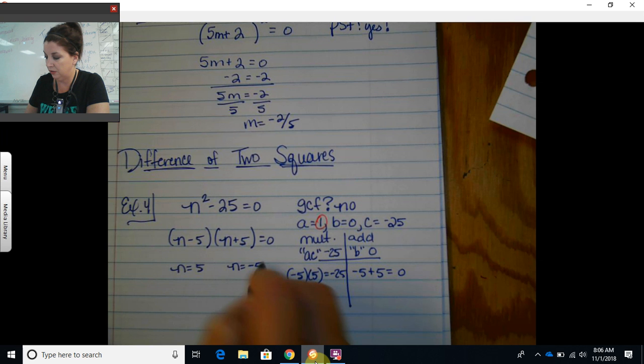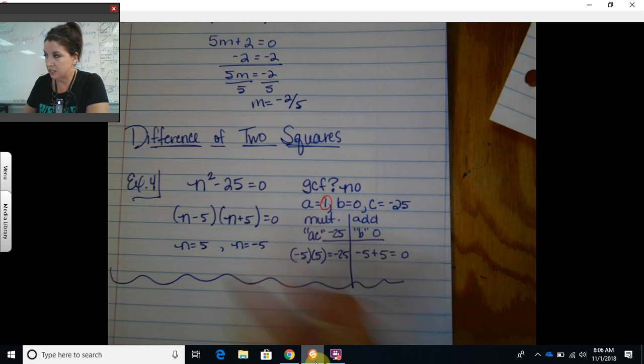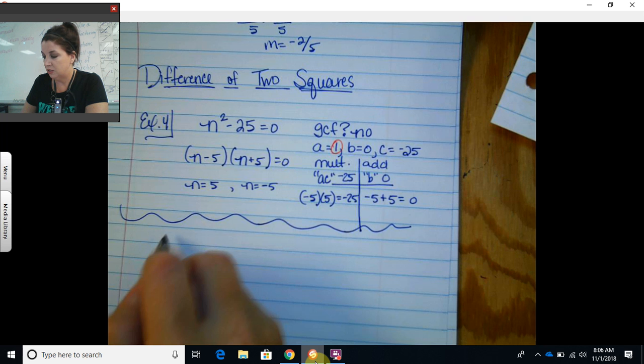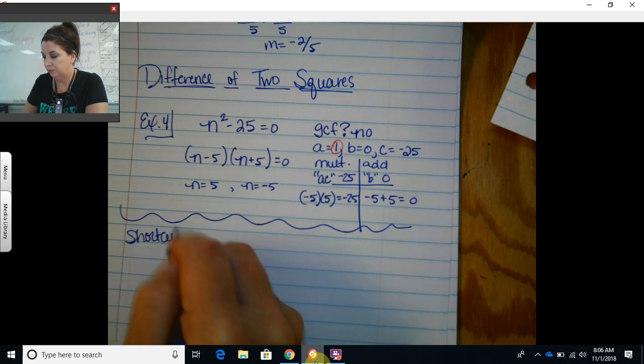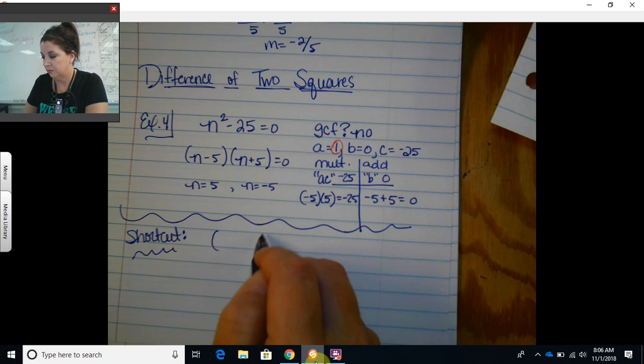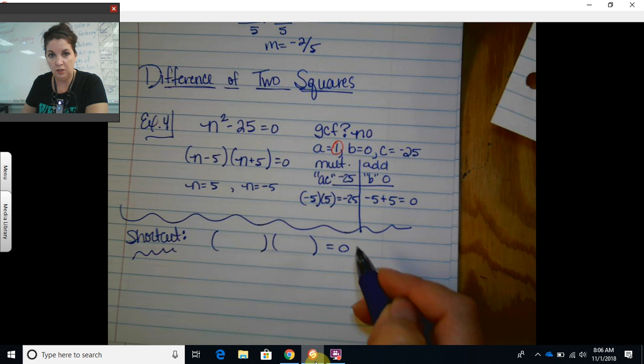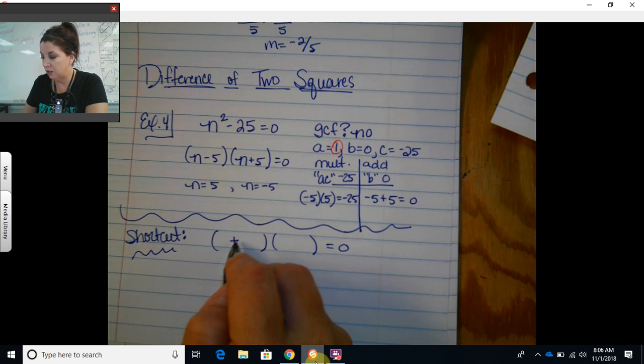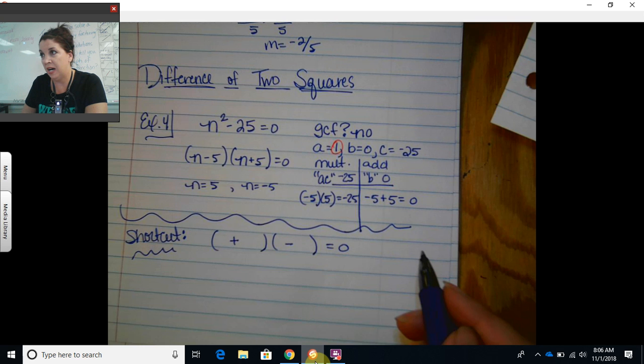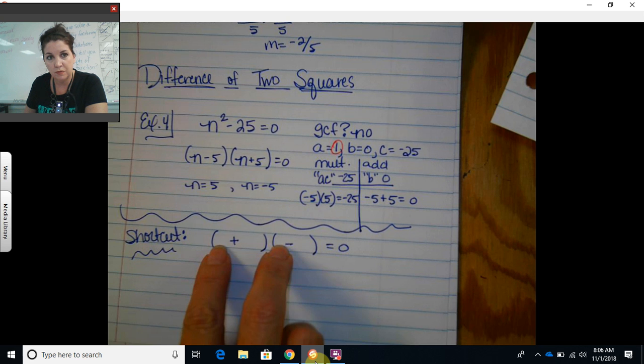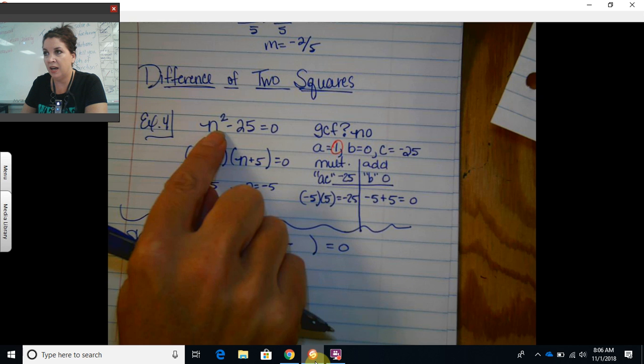Okay, so now let me show you the shortcut. If this is a difference of two squares, you make two sets of parentheses. One gets a plus sign in the middle, one gets a minus sign. They can't both be positive, they can't both be negative, or it won't be correct. It's got to be one positive, one negative, if it's a difference of two squares. What do you think the first term in each set of parentheses is? N, obviously, because we just factored it. How did I get that? Square root of the first term.